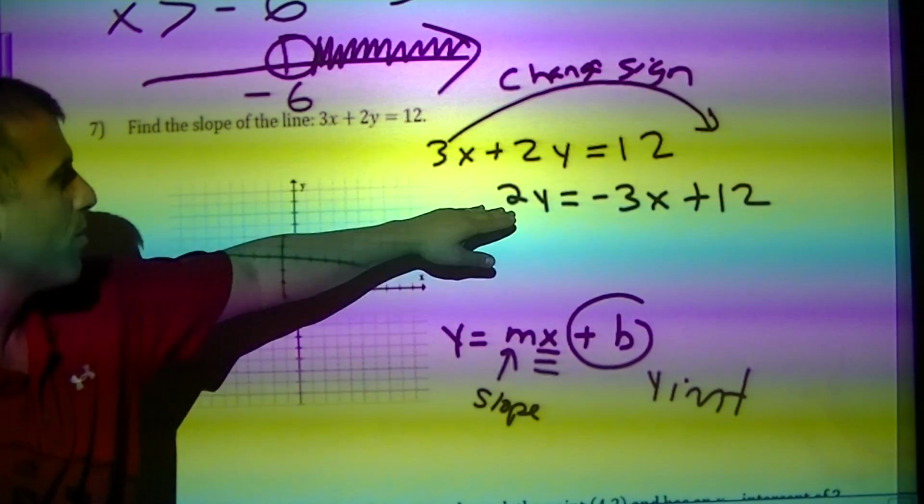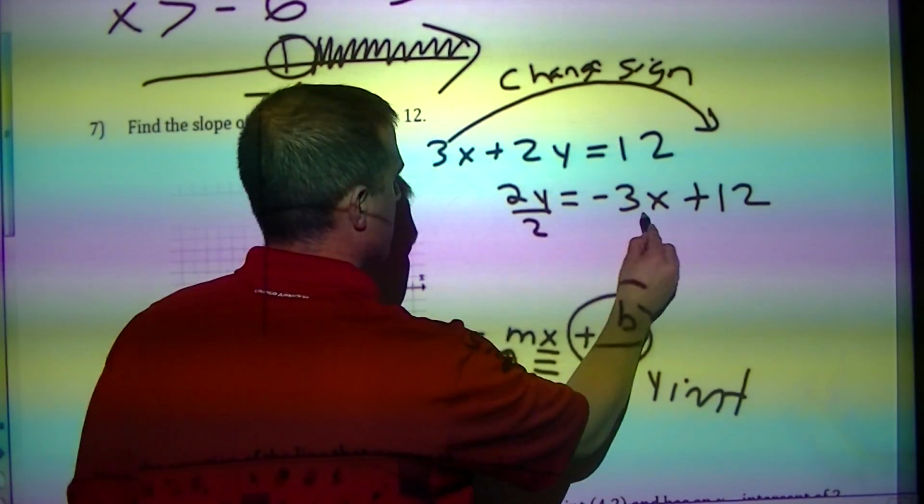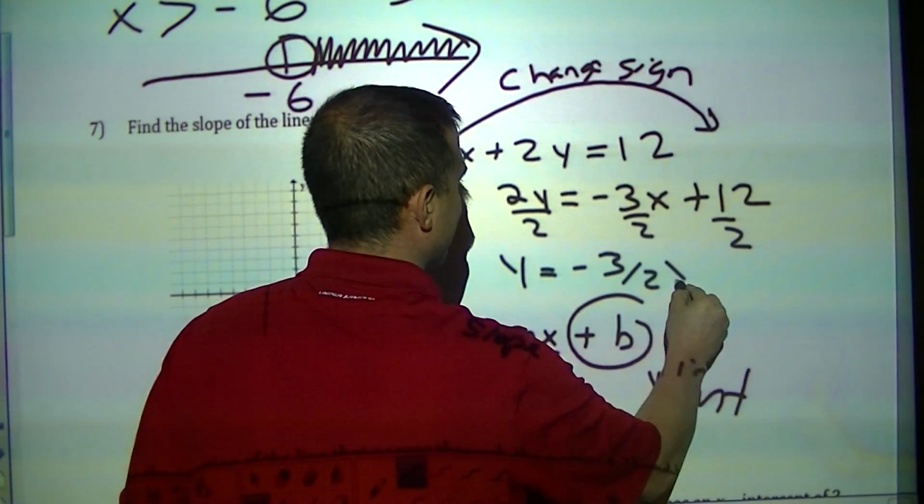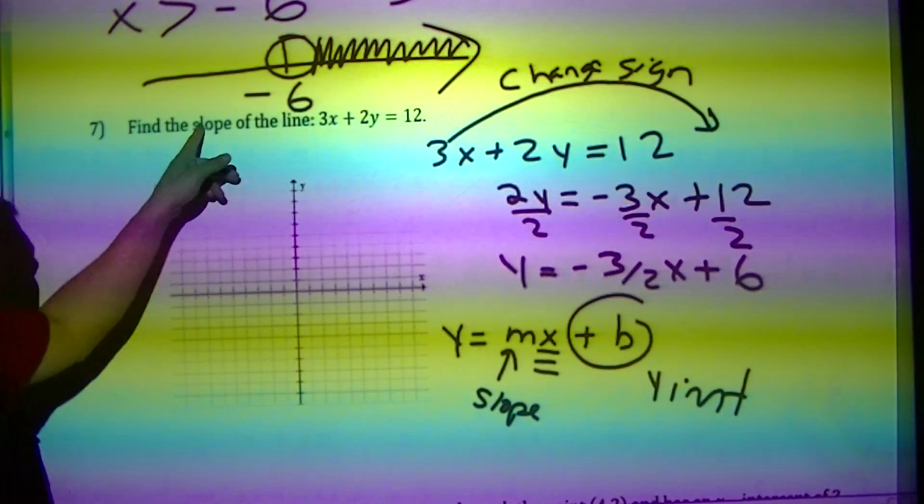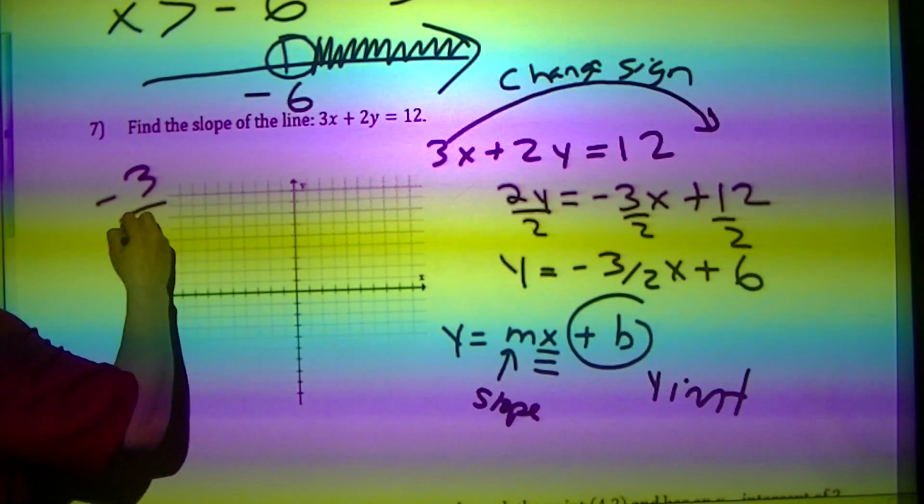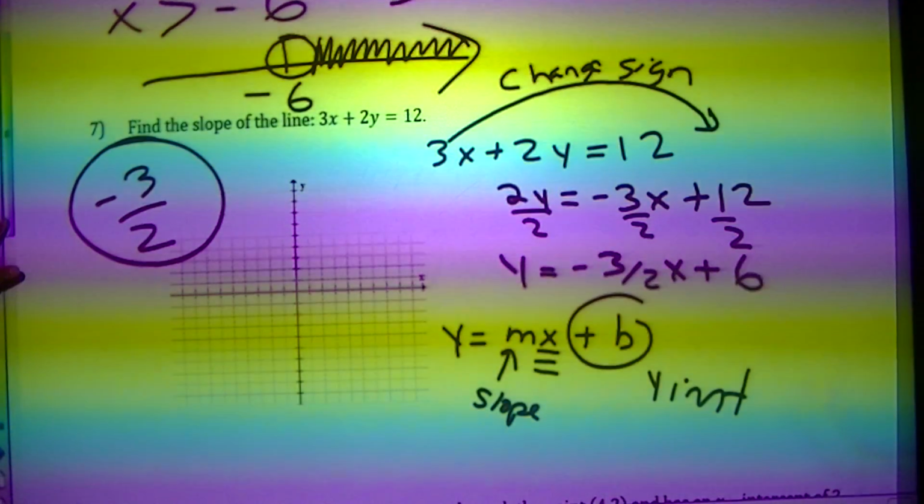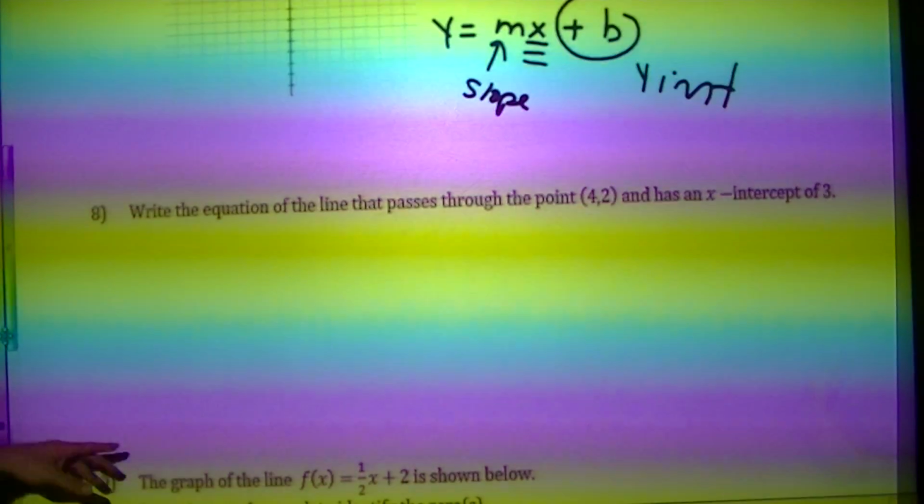Okay? And then what I want to do is get rid of this 2. So y equals negative 3 halves x plus 6. Now, what are they asking for? What is the slope? So my answer here is negative 3 over 2, because that's the number in front of x.